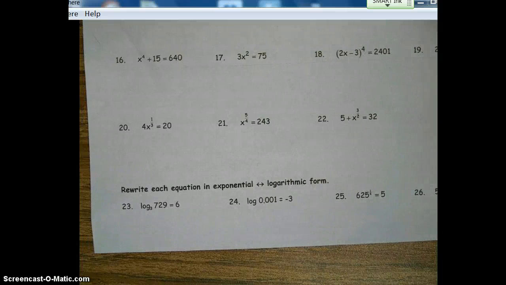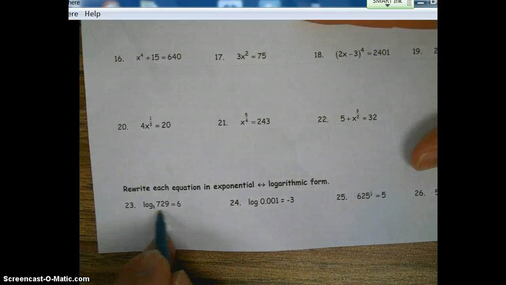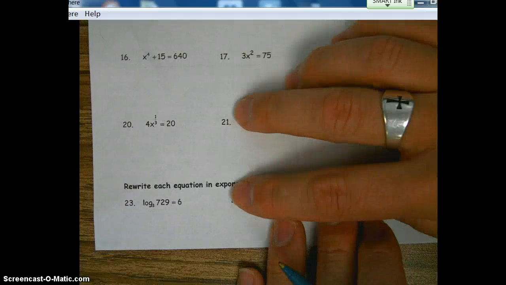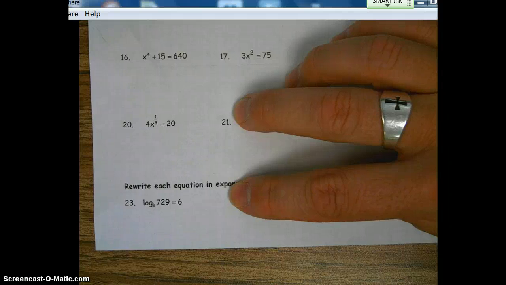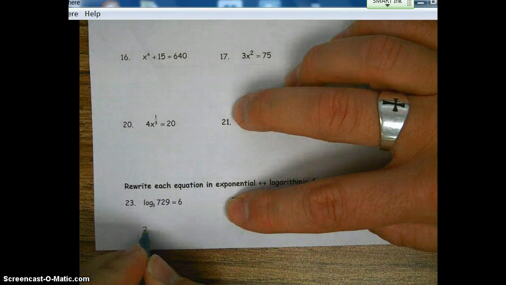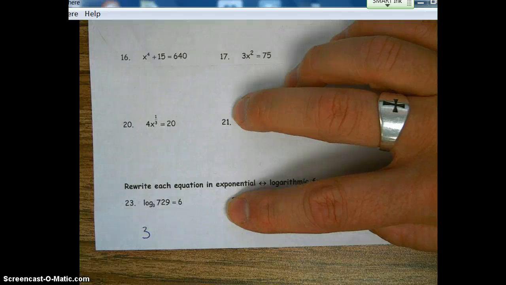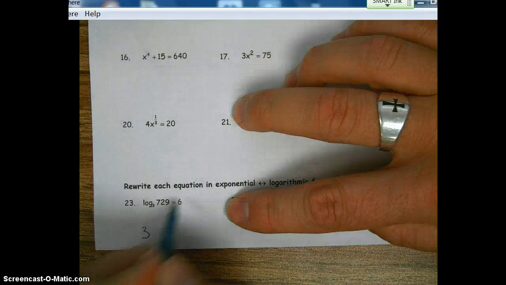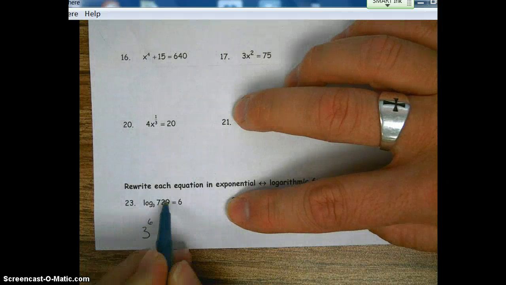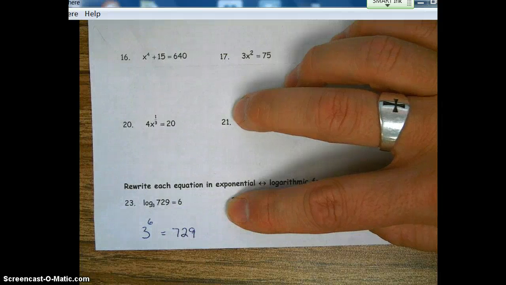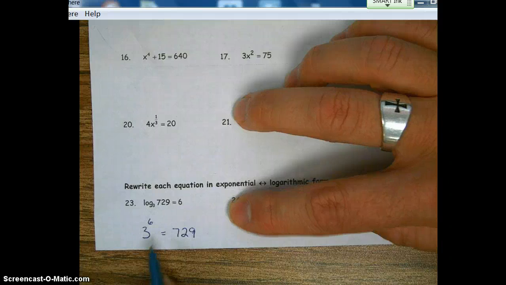Let's just review. So here we're in logarithmic form, and we want to go to exponential. So what do we write down first? Good, Christian. That's right, the base. Okay? So the base is 3. And then what number represents the exponent? Correct, 6. And it's going to be equal to the argument. There you go. We went from logarithmic to exponential.